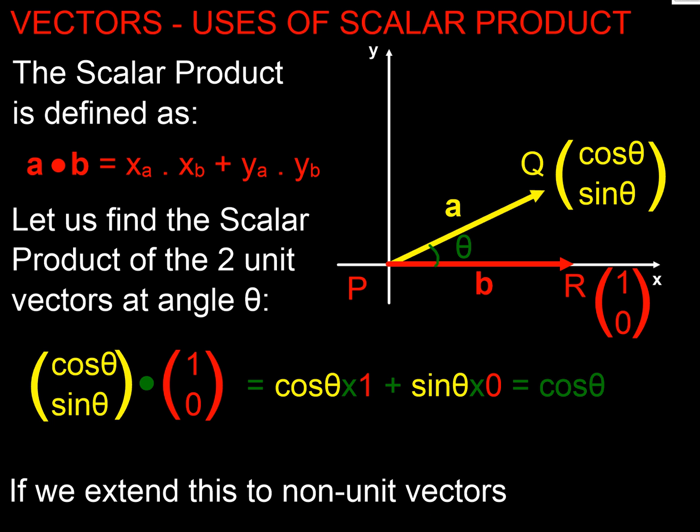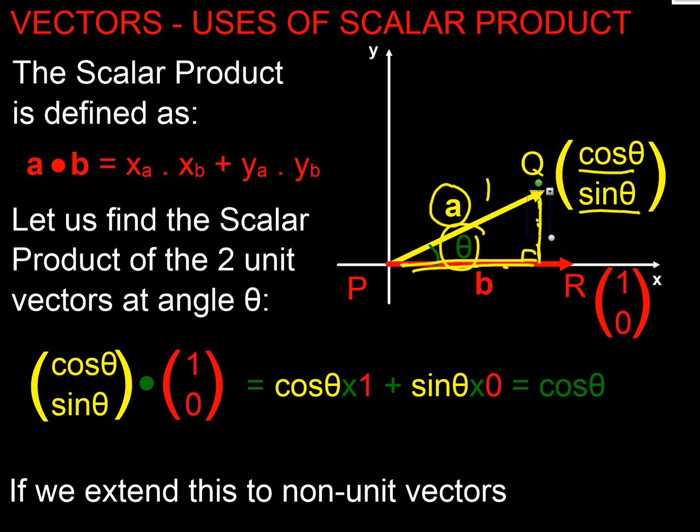And the reason is it helps us find out what the angle is between two vectors, and that's really useful. So here's a simple example of why that works. So here's two vectors. My yellow vector A is going to the point cos theta, sine theta. So if I drew my little right angle triangle here, I've made the length 1 for now, so the base is going to be cos theta and the vertical height is going to be sine theta.